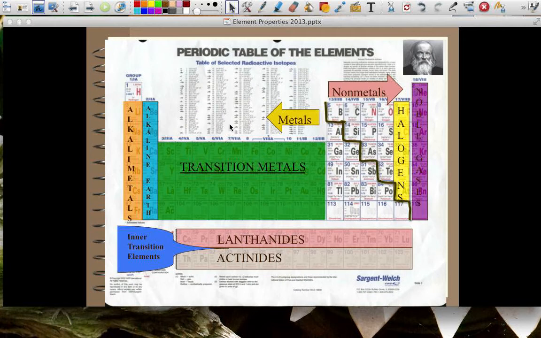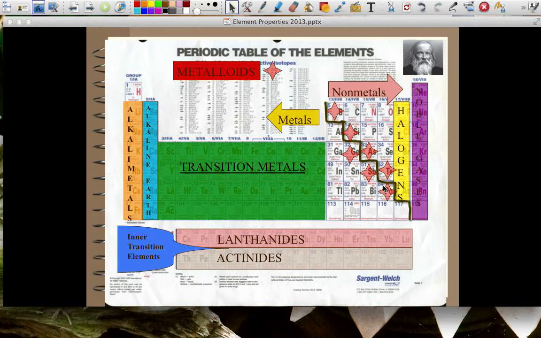The next group that I want to talk about on the periodic table is what occurs between the metals and nonmetals. This staircase right here, the elements sitting on the staircase are very unique in that they have properties of both metals and nonmetals. And if you look, each element touching the staircase is what we call a metalloid. Boron, silicon, germanium, arsenic, antimony, tellurium, polonium.